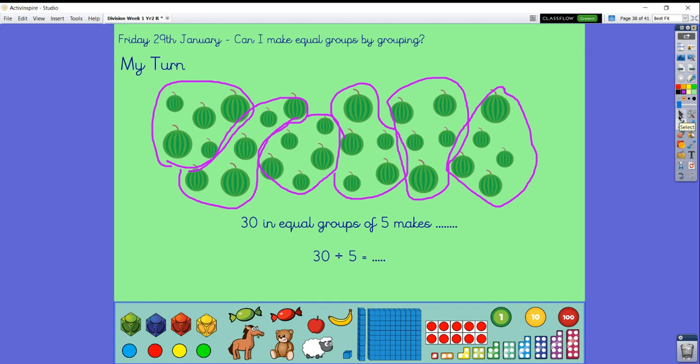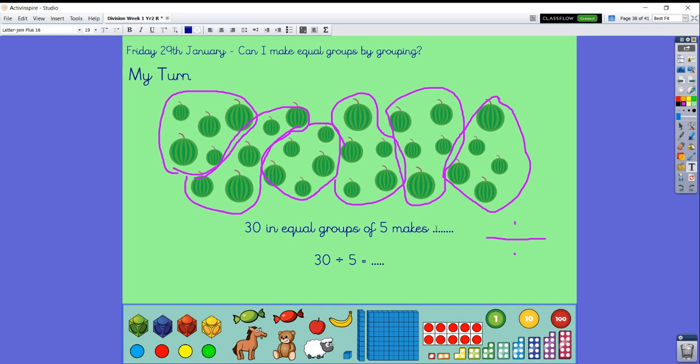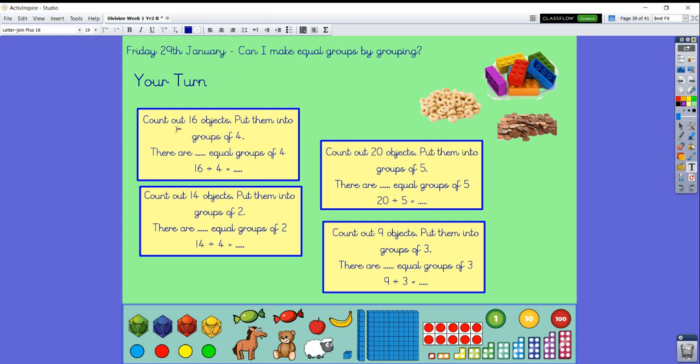So yesterday you just looked at creating those groups, and today we're linking it into our division symbol. And remember that division symbol is a horizontal line with a dot above and a dot below. I know on the screen it might come out a bit smaller and look like an ad. So we've got 30 into equal groups of 5 gives us 6 groups. So 30 into groups of 5 gives us 6. Okay, let's have a little look at this one. So you're going to have a go here. Again, you're going to grab some objects just like you did before, exactly the same activity, but then we're linking it to this division sentence here. Have a go.